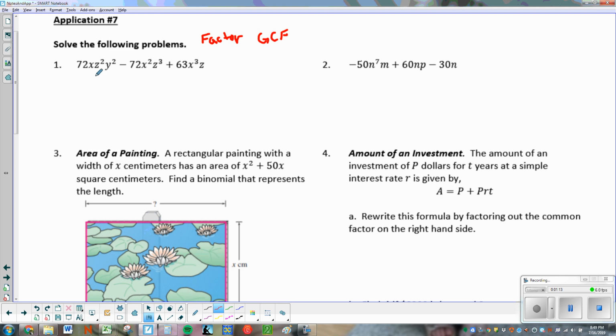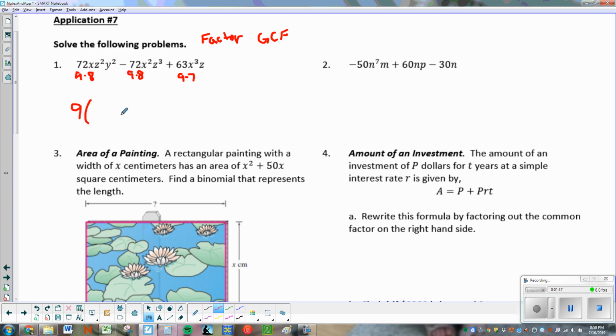So looking at this problem, the first thing that I notice is the numbers. Okay, the numbers are the first thing I'm looking at. And they're all multiples of 9. So 72 is 9 times 8. Another 9 times 8 there. And this is a 9 times 7. So I know that I have a common factor of 9 in each one of those. I'm going to go ahead and pull that out in front.